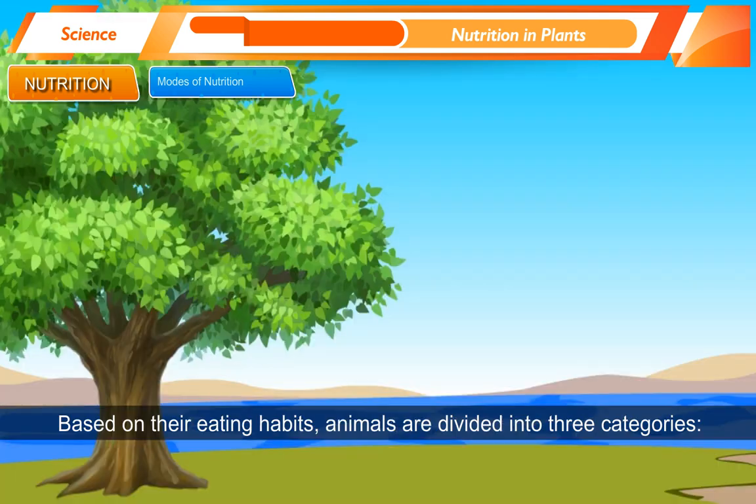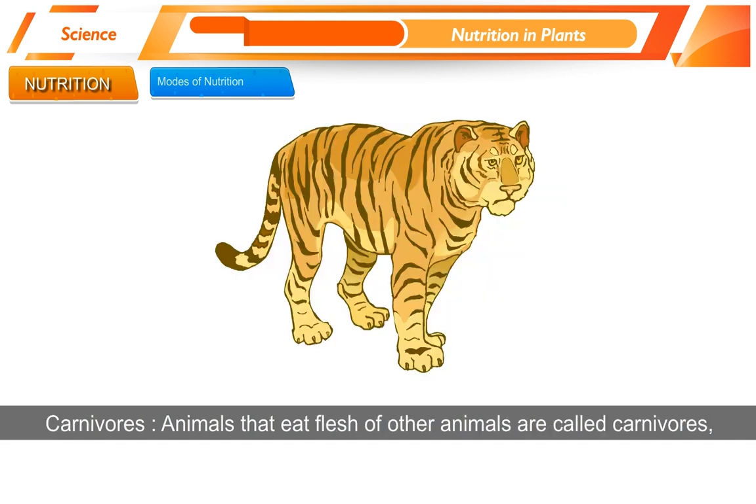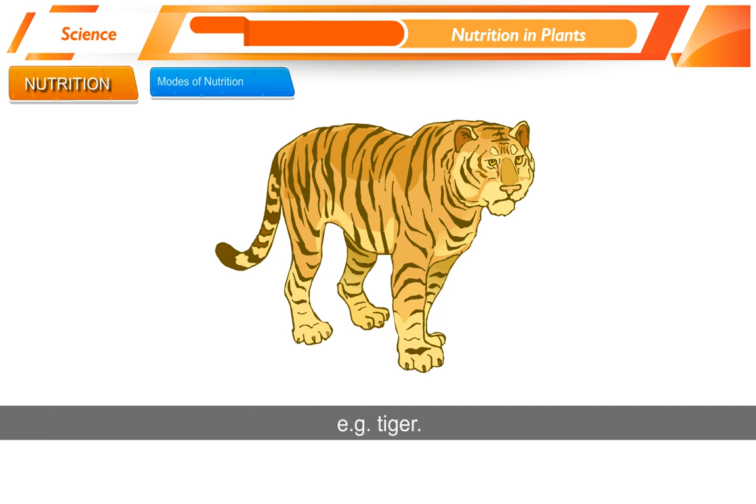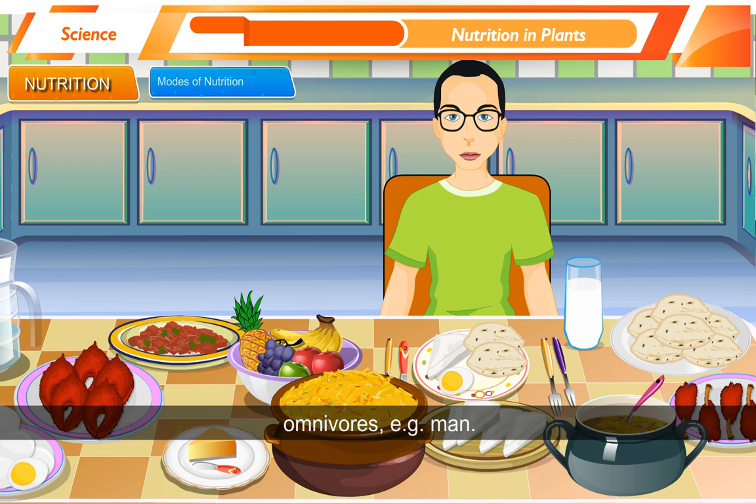Based on their eating habits, animals are divided into three categories. Herbivores. Animals that eat only plants are called herbivores, for example, cow. Carnivores. Animals that eat flesh of other animals are called carnivores, for example, tiger. Omnivores. Animals that eat both plants and flesh of other animals are called omnivores, for example, man.